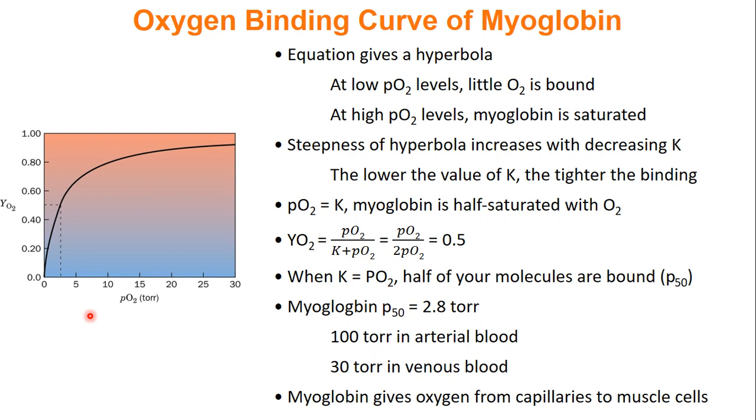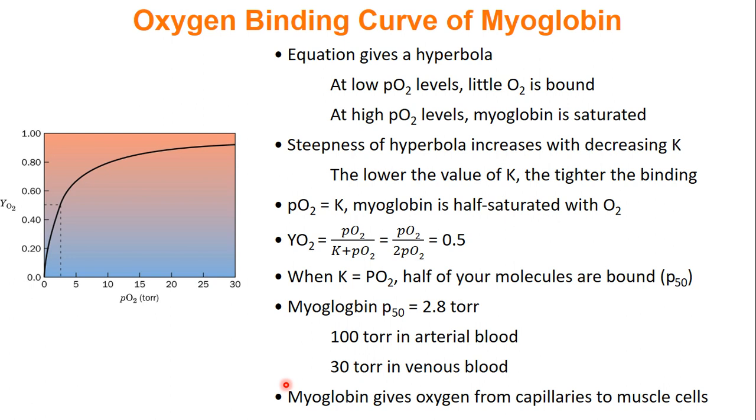If we actually think about pressures of oxygen in the body, in your arteries you have 100 torr, while in your veins you have 30 torr of oxygen. What that means is, if myoglobin was in your blood, it would always be bound to oxygen, which is a bad thing because we need these molecules to give oxygen off to our various cells. So myoglobin isn't the protein that transfers oxygen in our bloodstream. Rather, it's the protein that will give oxygen from the capillaries to the muscle cells.